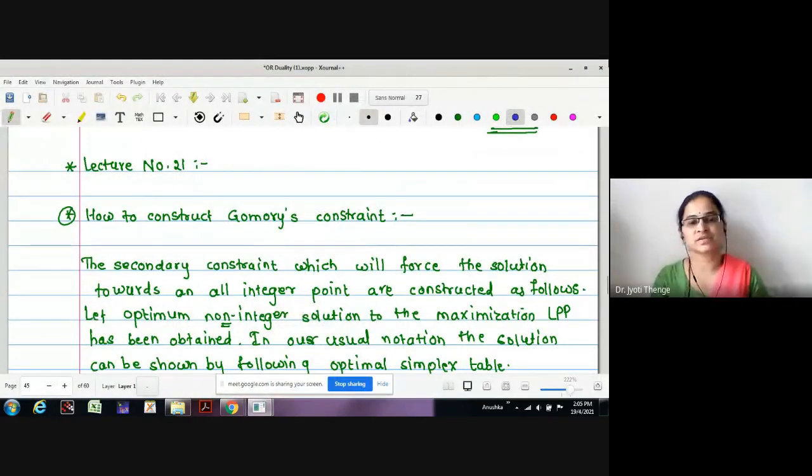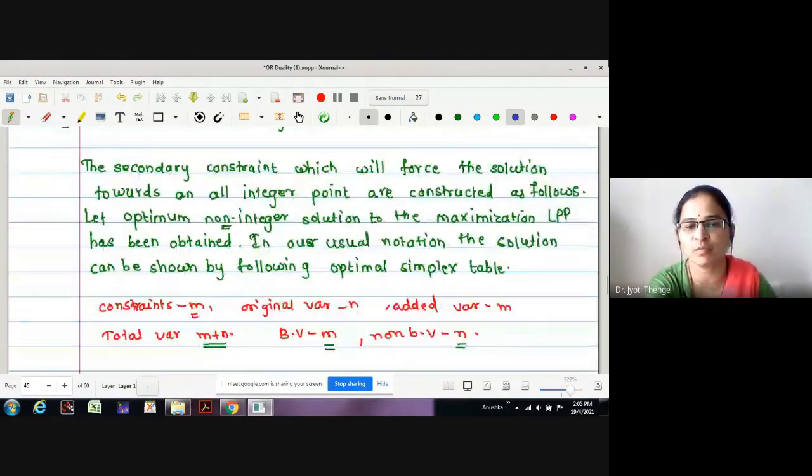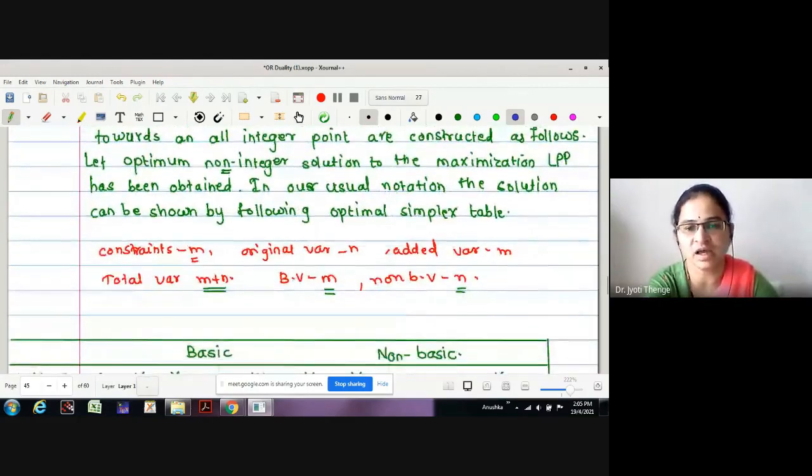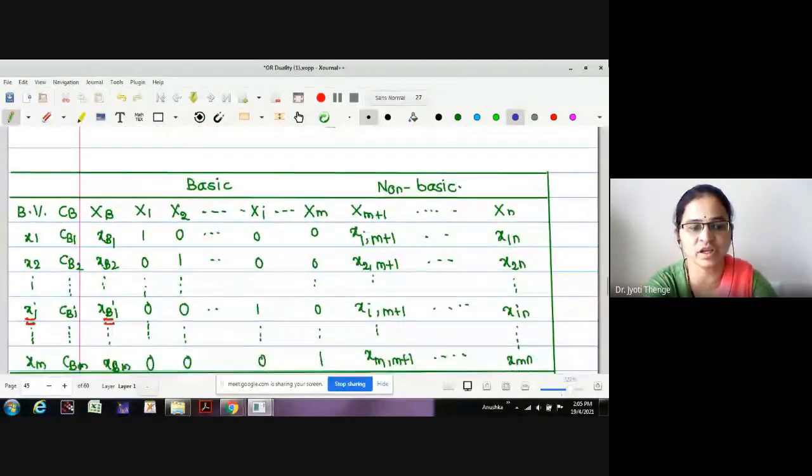In the last lecture, we started the method for solving an integer programming problem, that is an IPP. The method we started is Gomory's cutting plane method. Also, we studied how to construct a Gomorian constraint. The construction of a Gomorian constraint is very easy, and it totally depends upon the nature of the variables, whether they are integer valued or fractional valued.